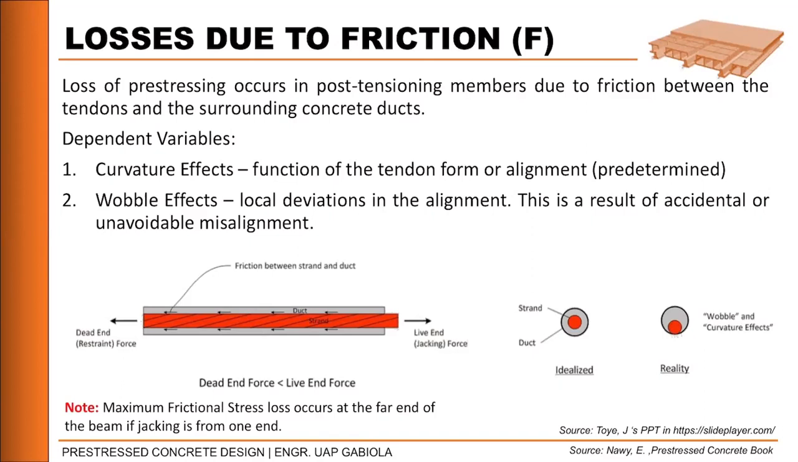Okay? So the maximum frictional stress loss occurs at the far end of the beam if jacking is from one end. So, diba yung one end natin, tinatawag nating live end daw yun, kung saan nandun yung jacking equipment natin. So dito nangyayari yung pre-stress ng tendon natin. And then at the end of that, nandun yung ating dead end na tinatawag o yung ating naka-fix na position ng ating tendon wherein habang ni-stress natin siya, again, nagkakameron ng friction between the strand and the duct inside. No? Kaya nagkakameron tayo ng losses due to friction. Okay?